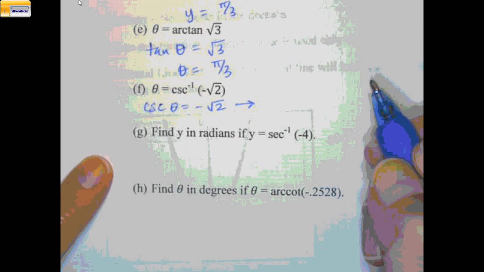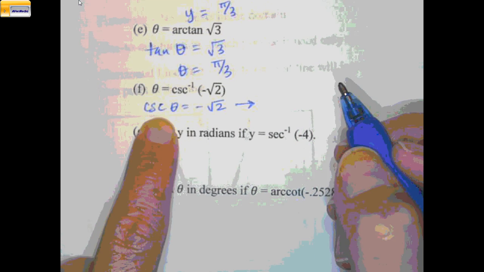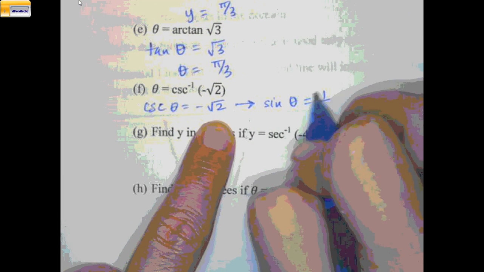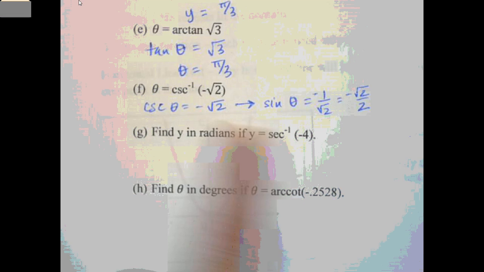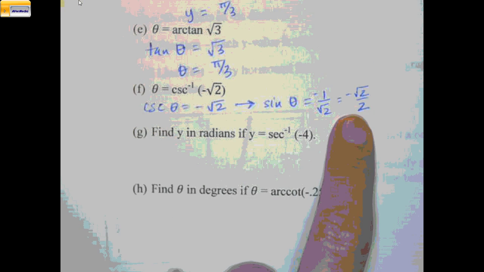Some of you guys already got there. We have cosecant, if that's too hard to figure out, because it is a little tricky. I know that cosecant, if I flip this answer upside down, it's the same as whatever sine is. So the sine of theta is negative 1 over radical 2, which I know is really negative radical 2 over 2, right? That probably rings a bell for 45 degrees.